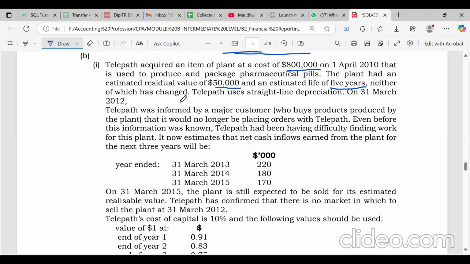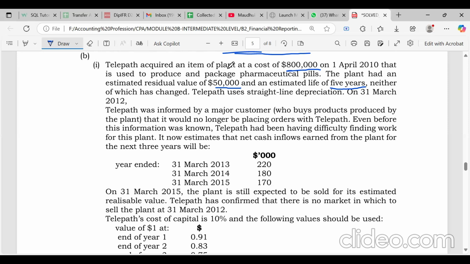On 31st March 2012, Telepath was informed by a major customer who buys products produced by the plant that it would no longer be placing orders with Telepath. So the customer is rejecting you, which means your plant won't be able to make the money it wants to make. So it's already an indicator of impairment.